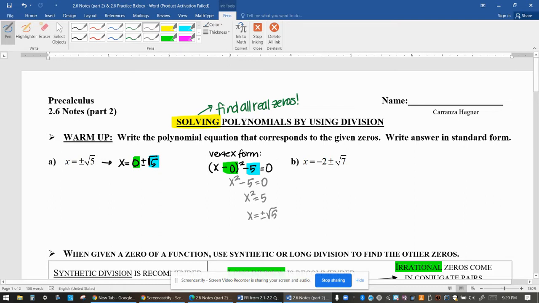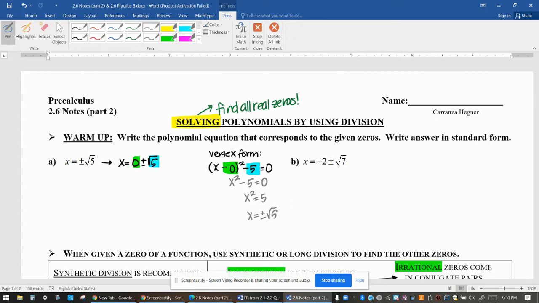Some of you would be able to come up with this without even writing it in vertex form. So some of you might have seen plus or minus root 5 and thought, oh, that must have been x squared minus 5. Everyone's different. It might take you 1 minute. It might take you 1 second to figure out what the factors were or what the factored form was of that zero. But no matter how long it takes, make sure you select the correct factored form.